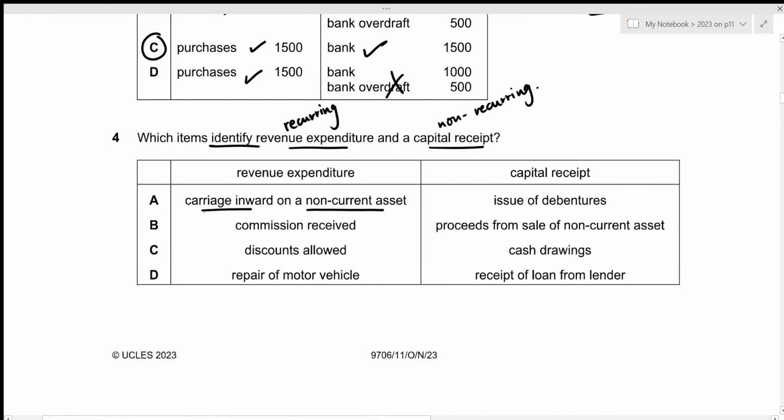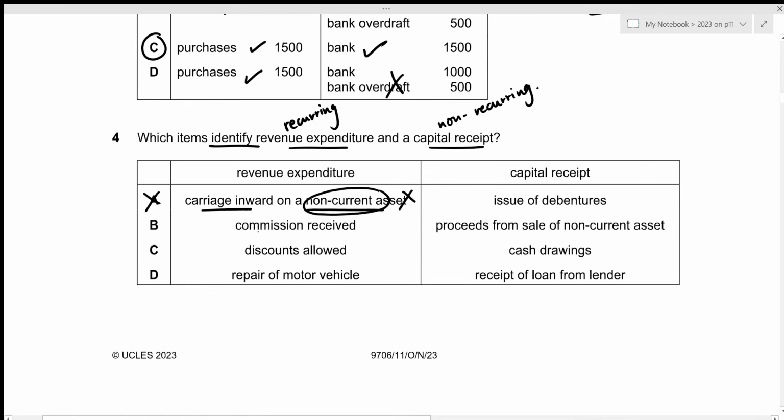And remember, this is not your carriage inward on goods purchased for resale, because that's the frequent event, right? You have to keep purchasing goods for resale for your business. But we're talking about non-current asset in this case, and the purchase of non-current asset is not a frequent event for a business. So this will classify as non-recurring expenditure, which means that this cannot be classified as revenue expenditure. This is a capital expenditure. So option A is incorrect.